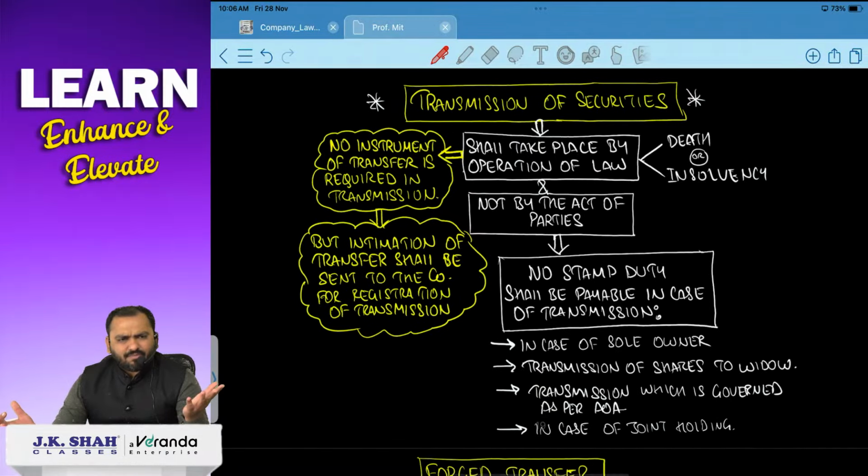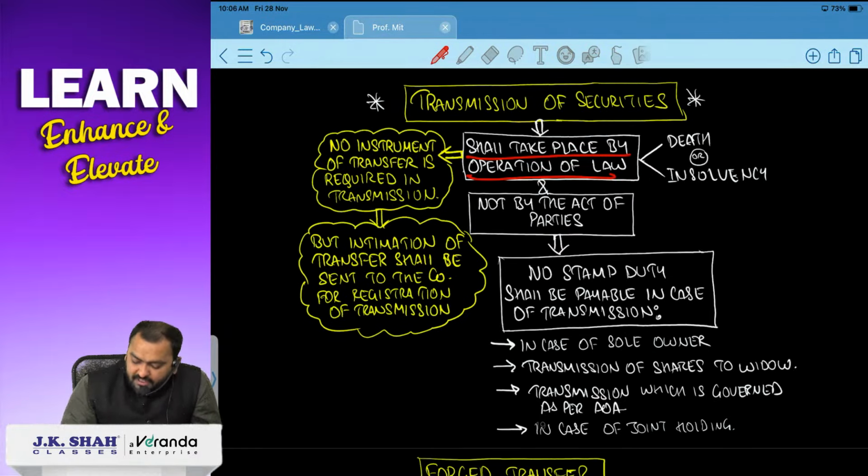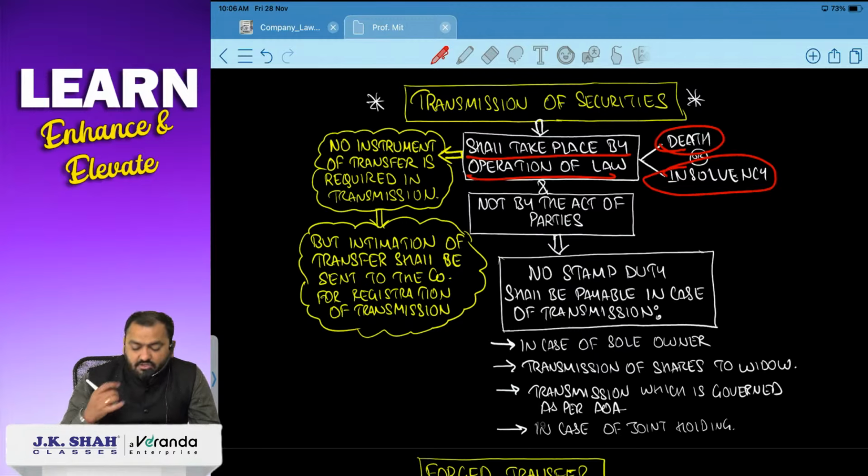You know what is transmission of shares? It is by operation of law, automatically by law. That is in case of death, insolvency and so on. So it is not by the act of a party, meaning no one is transferring shares. It is done by the operation of law, that is, automatically by law.